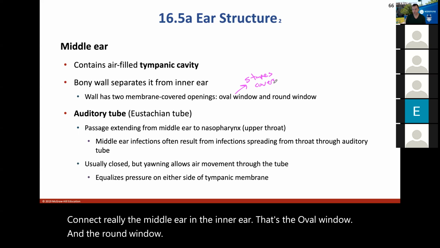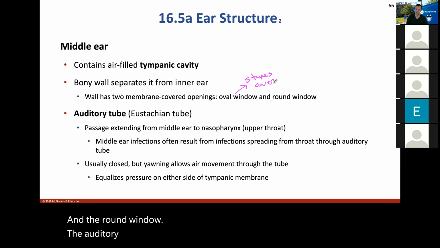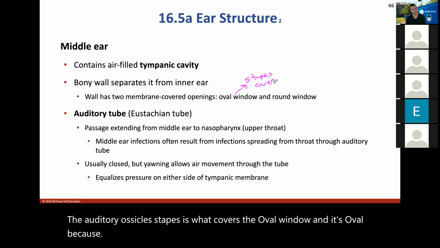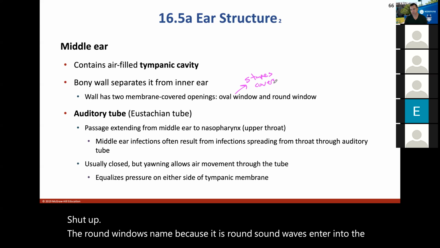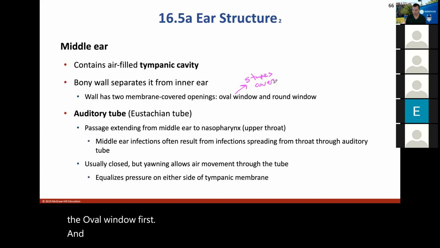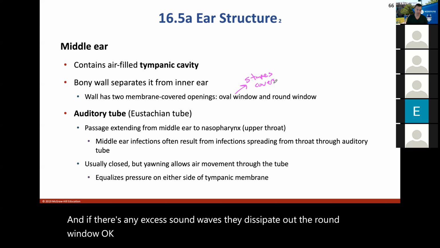The auditory ossicle, the stapes, is what covers the oval window, and it's oval because it's oval. Ta-da. The round window is named because it is round. Sound waves enter into the oval window first, and if there's any excess sound waves, they dissipate out the round window, okay? So the oval window is where sound waves enter into the cochlea.